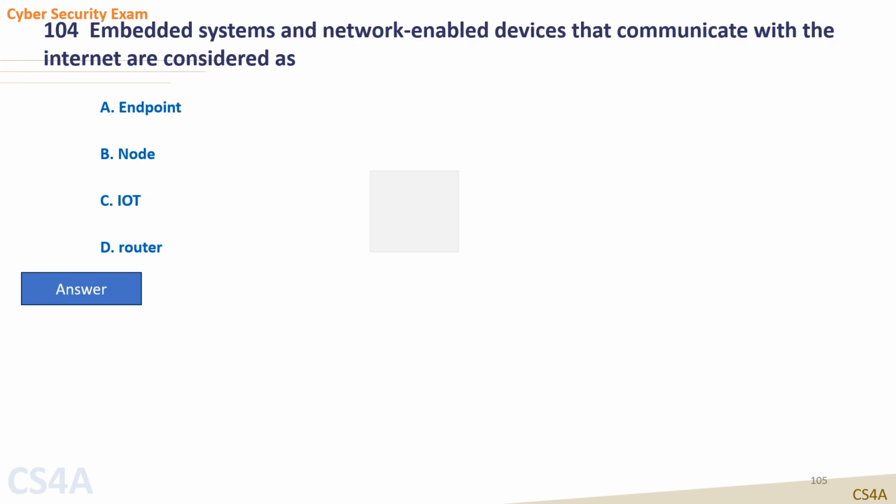So here the question is, embedded systems and network enabled devices that communicate with the internet are considered as endpoint, node, IoT, or router. The keyword here is network enabled devices that communicate with the internet. So the appropriate answer is IoT. Option C is the correct answer.